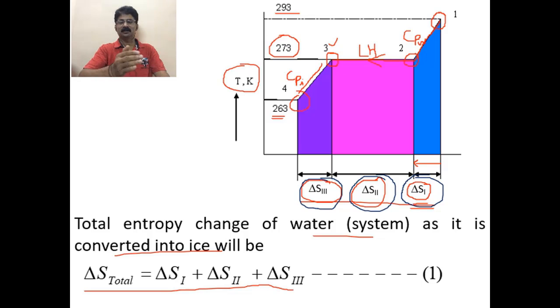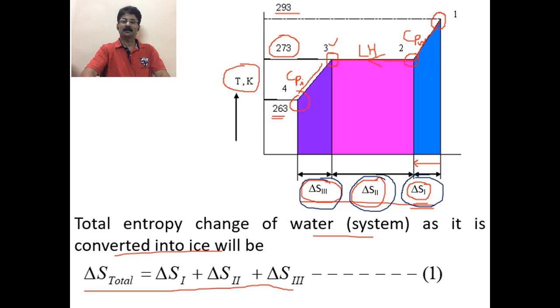There are 3 steps of entropy change you have to calculate. First step, temperature change is there. Second step, delta S2, water at 0, ice at 0. Is there any temperature change? No. Be careful about this. Then delta S3, ice at 0 to ice at minus 10, temperature change is there.